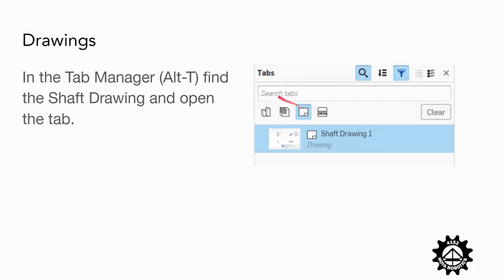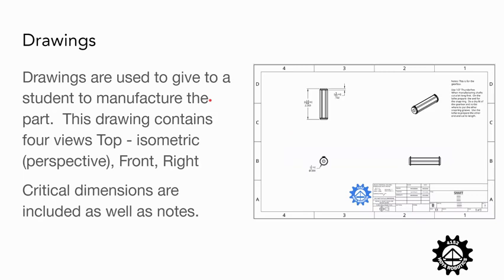Going back to our tab manager, and remember you can open it with Alt-T, we're going to filter by drawings. There's only one drawing in here. Open it up. This is our shaft drawing. And so with our drawings, this is a typical kind of drawing that we have. They're used to give us information to manufacture our part. So in this particular drawing, we have four views. We have an isometric, a perspective view over here. We have a top-down view, a front view, and a right view.